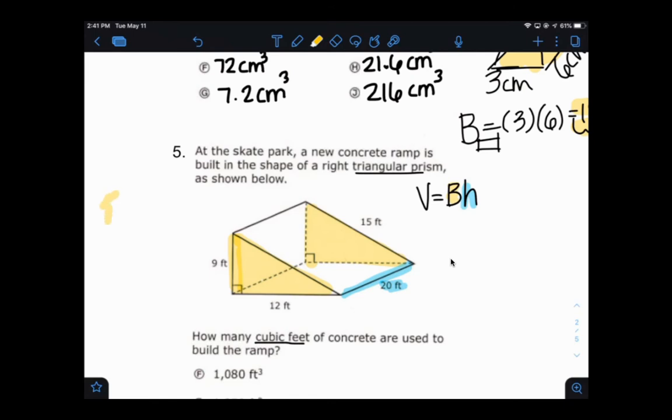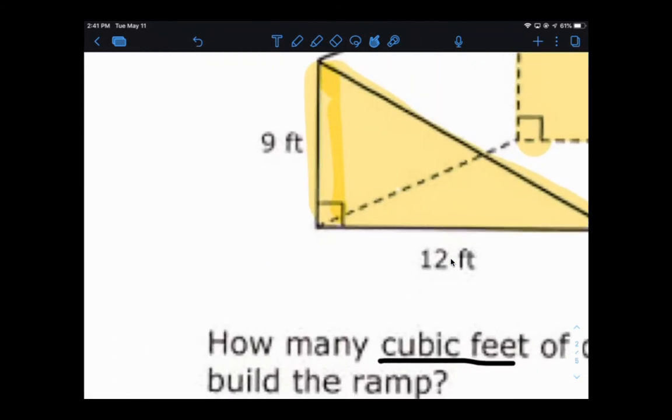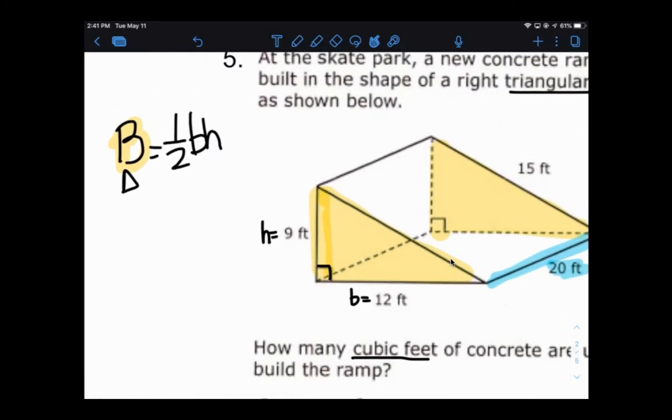So here I'm going to say, okay, area of the base is 1/2 the base times the height. And when I say base times the height, I need to focus my mind only on the triangle, right? The triangle itself here has a base of 12 and a height of 9. And this is in respect to the triangle, right? So I go 1/2 of 12. I'm going to substitute. Area of the base of this triangle is 1/2 of 12 times 9.